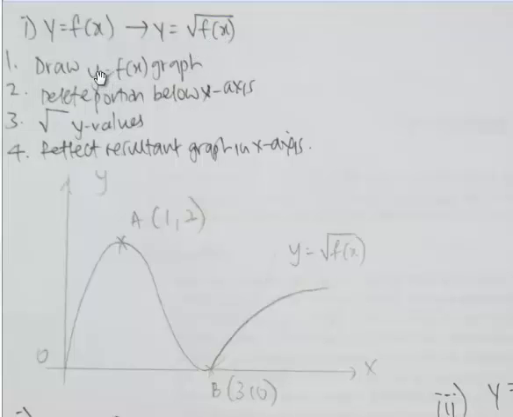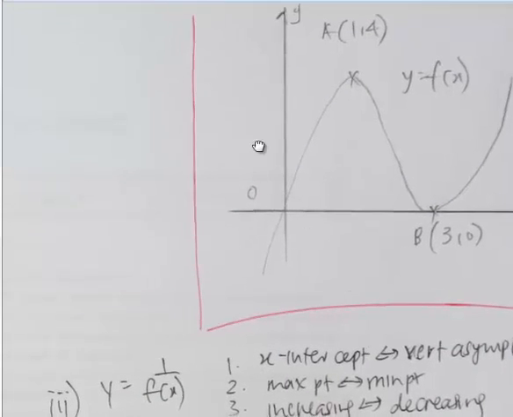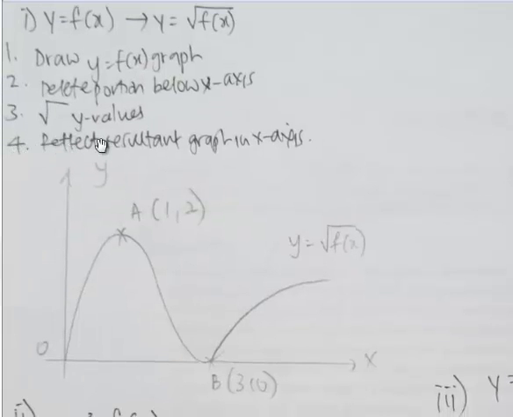So first we need to draw the y equals f(x) graph. Then we delete the portion below the x-axis from the original graph, which is this portion only. Then we square root the remaining y values and reflect the resultant graph in the x-axis. This is the standard steps for the y squared equals f(x) graph. However, we only want the positive square root f(x) graph only.